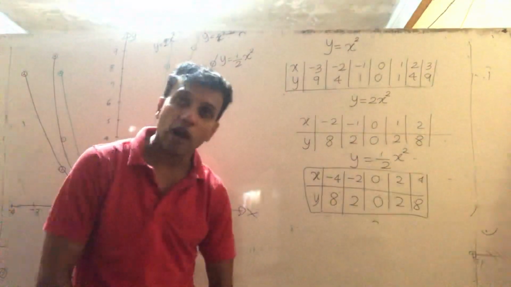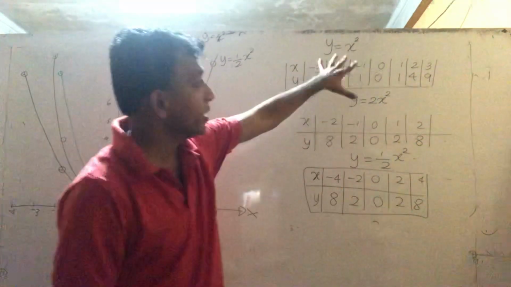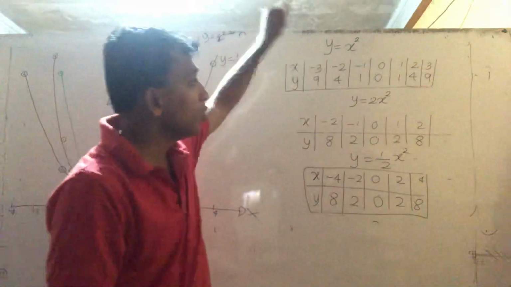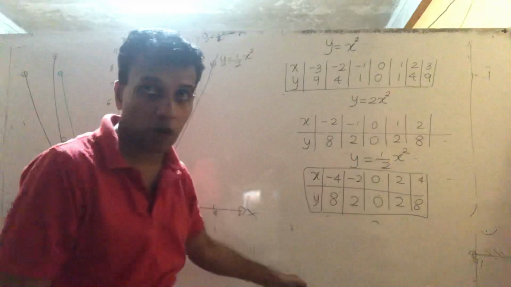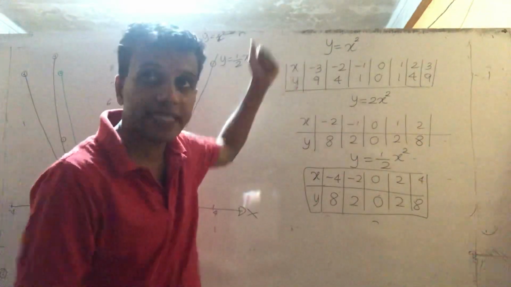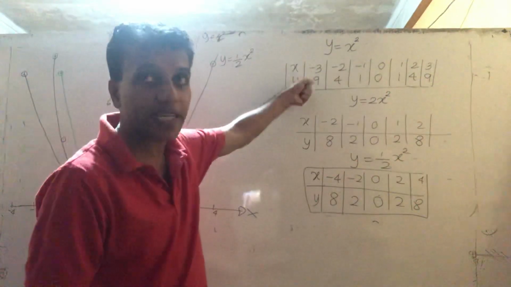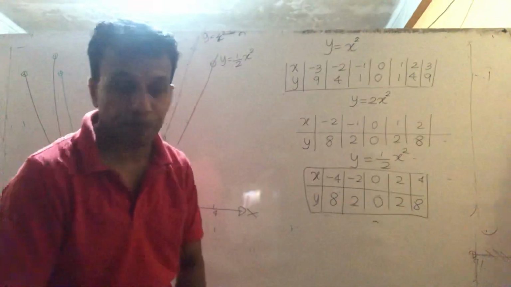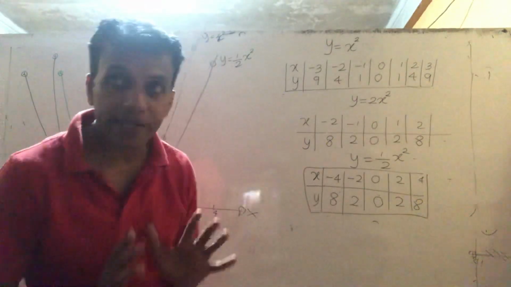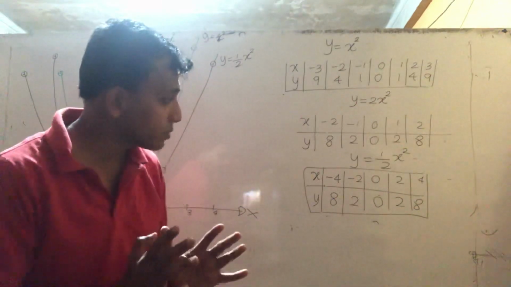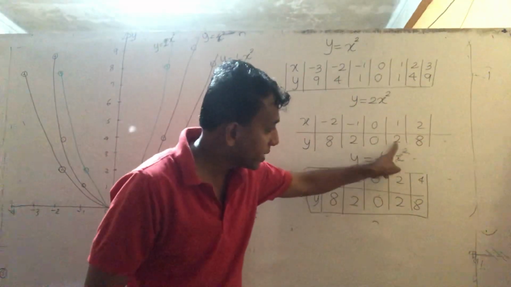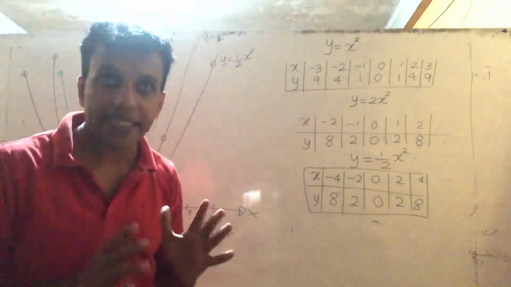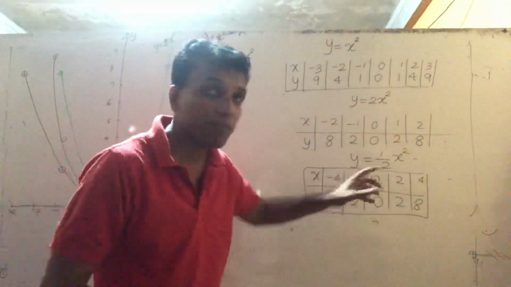See, y equals half x square means what? Here the y equals x square values, and here half of that. If the value is 10 here, here it is 5, half. If it is 6 here, here it is 3, half. If it is 20, here half is 10. So here I use minus 4 to plus 4. What is y if x is minus 4? Square means minus 4 square, 16. Half of 16 is 8.